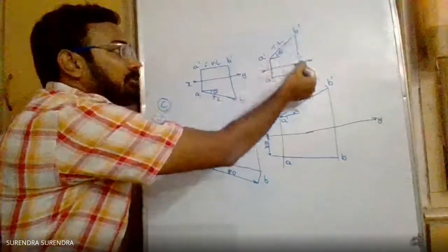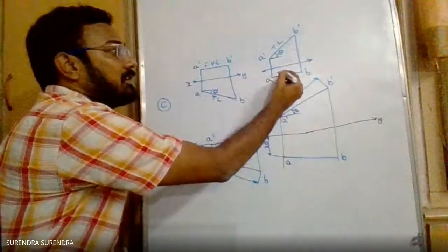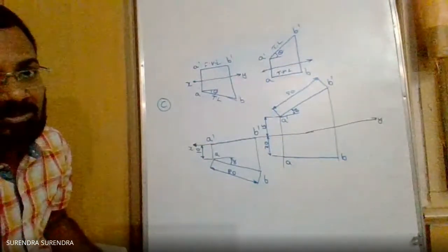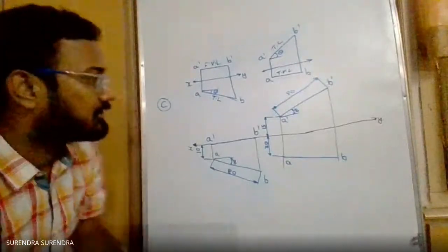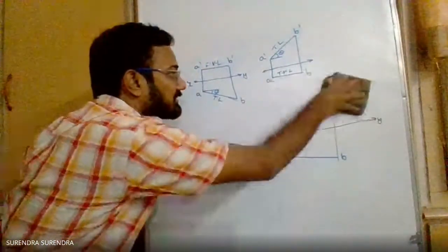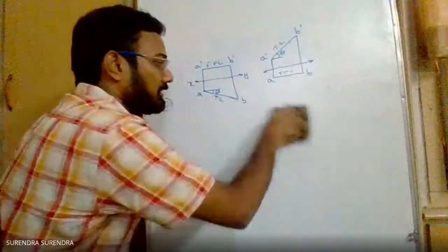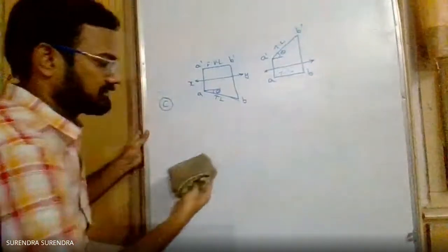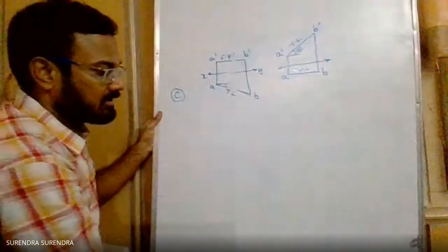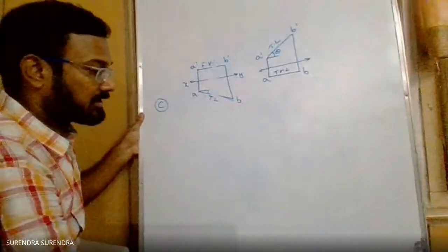Similarly, when the line is inclined to the horizontal plane, in the top view you can see that the top view length is less than the true length. So why I'm indicating this is because of the problems we are discussing now. Problems number 2, 3, 4, 5, 6 are not the direct problems.